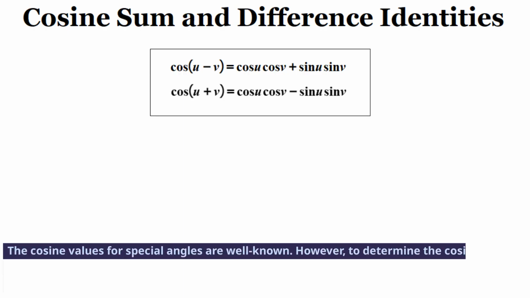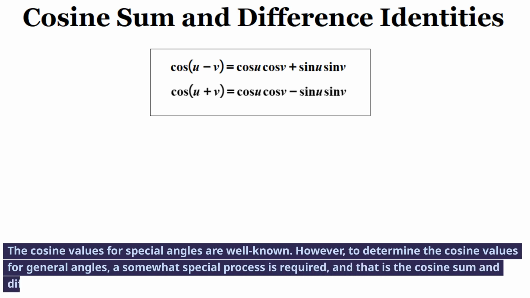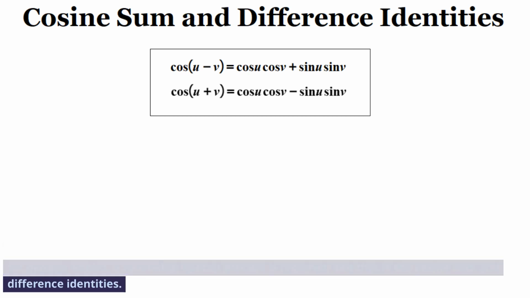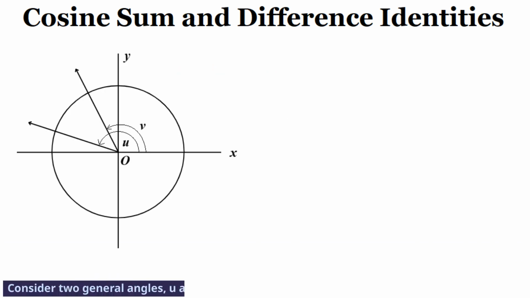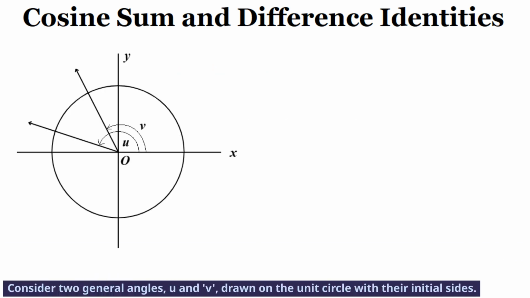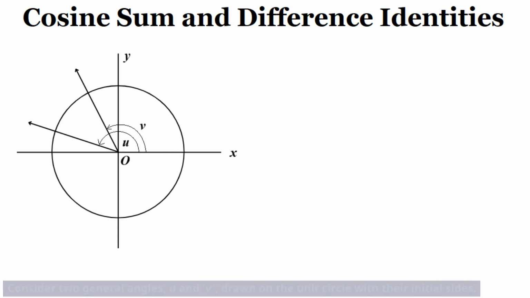The cosine values for special angles are well known. However, to determine the cosine values for general angles, a somewhat special process is required, and that is the cosine sum and difference identities. Consider two general angles, U and V, drawn on the unit circle with their initial sides.